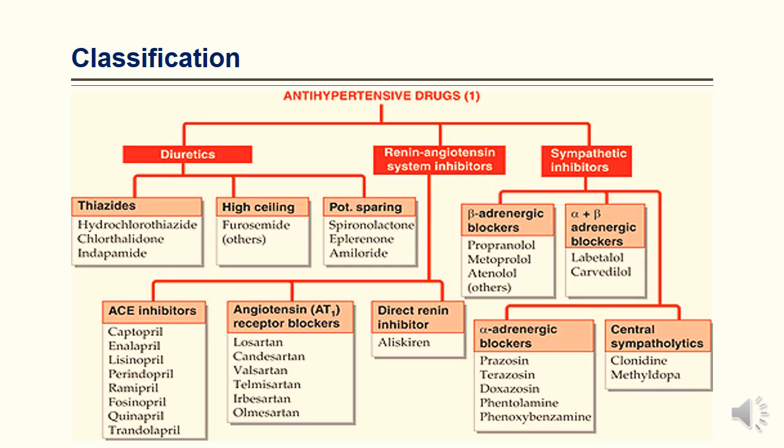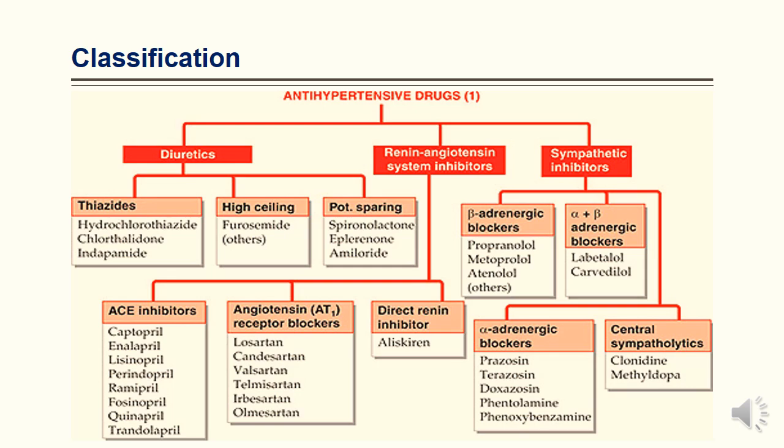Aliskiren should not be routinely combined with an ACE inhibitor or angiotensin receptor blocker. One more thing, aliskiren can cause diarrhea, especially at higher dosage, and it can cause cough and angioedema, but probably less often than ACE inhibitors. It is contraindicated in pregnancy.